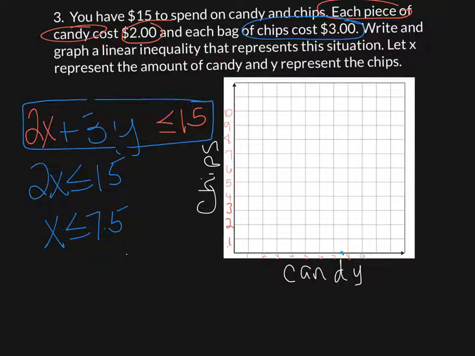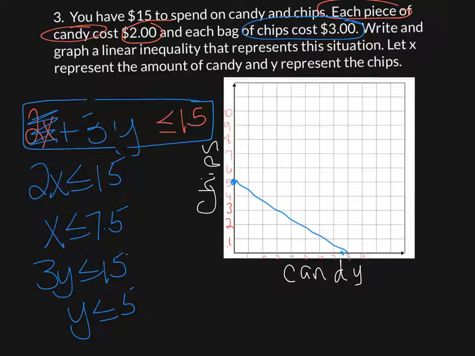Okay. Now we're going to cross out the x, and we have 3y is less than or equal to 15, and y is less than or equal to 5. So 5 is my y-intercept. Okay, we can equal $15, so it's going to be a solid line. Okay, now everything on this line is $15.